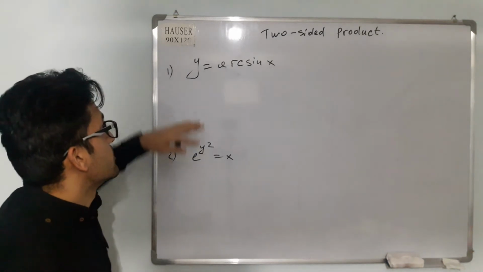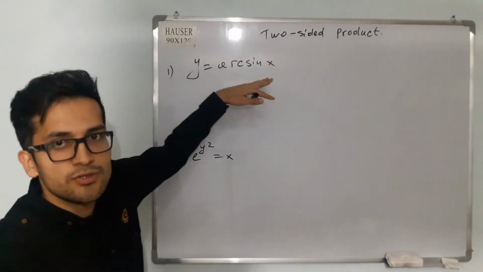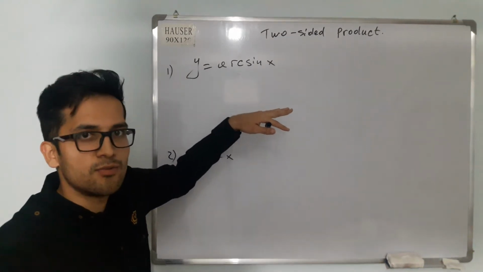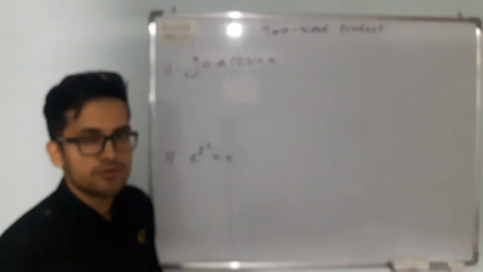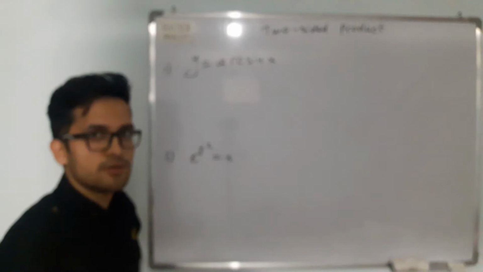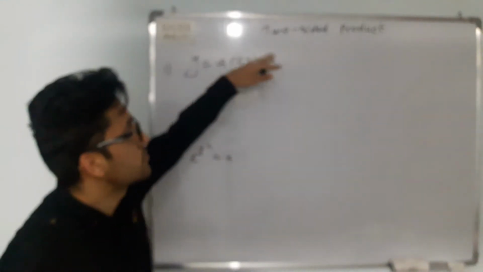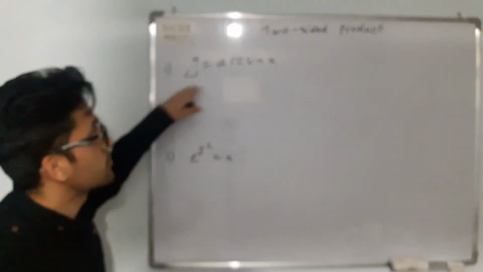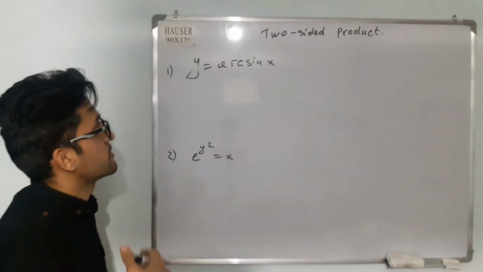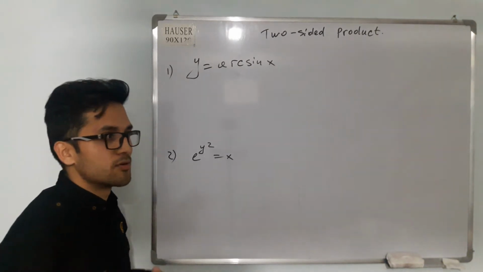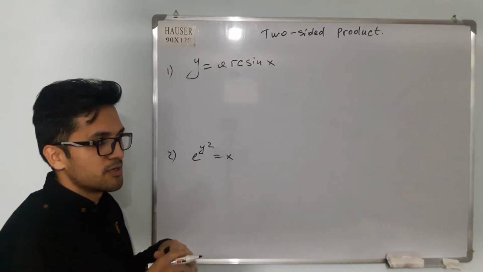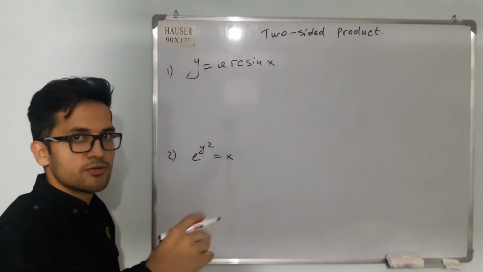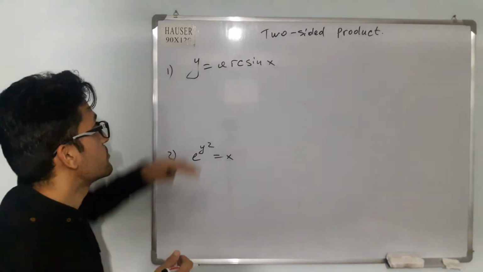Here, y is given as y equals arcsinus x. Okay, arcsinus x is given, but we don't have any formula to take a derivative from arcsinus x. But it can be possible when you use this two-sided approach. We should take a derivative from two sides. So here we may apply sinus to both sides. Here we should use that one.